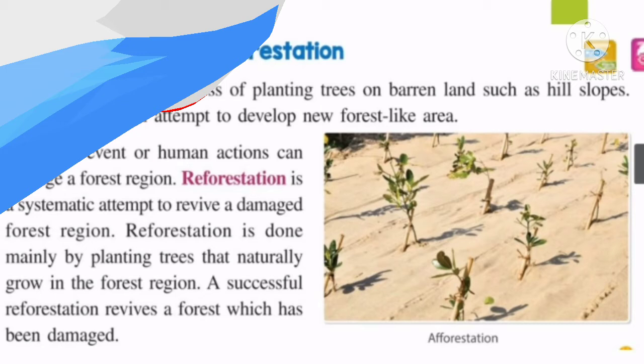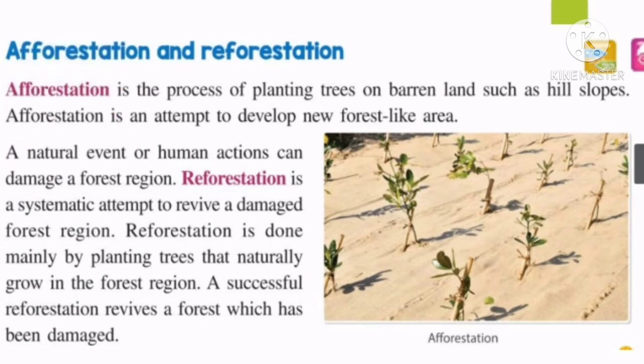The second step that we can take for soil conservation is afforestation and reforestation. First, let's read about it. Afforestation is the process of planting trees on barren land, such as hill slopes. Afforestation is an attempt to develop a new forest-like area.